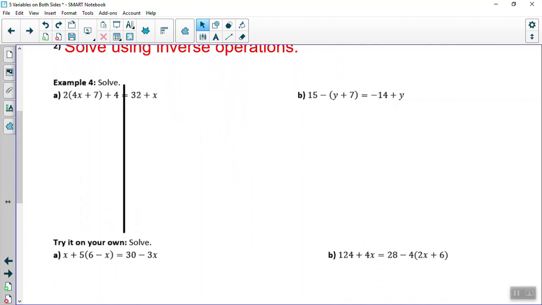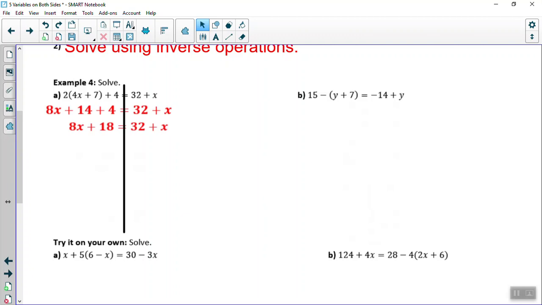Draw my line, and I'm just going to focus on the left side. I'm going to ignore my right side altogether for now. So, I can take my 2, distribute it to the 4x, take my 2, and distribute it to the 7. And I get 8x plus 14 plus 4. Now once again, I'm only focusing on this side, and I'm looking for like terms. I've got a variable, constant, constant. Alright, so these two right here can be added together. 8x plus 18.